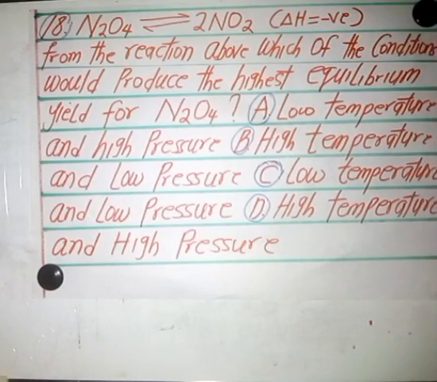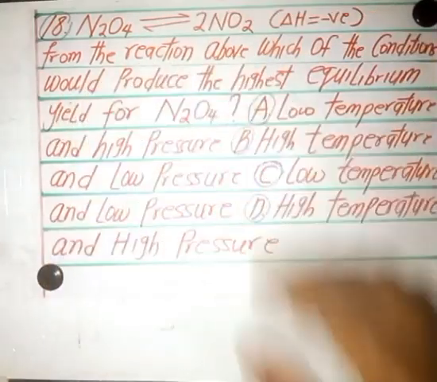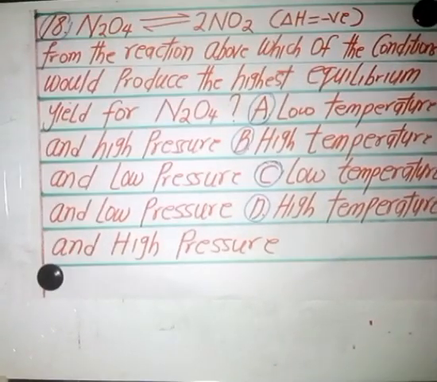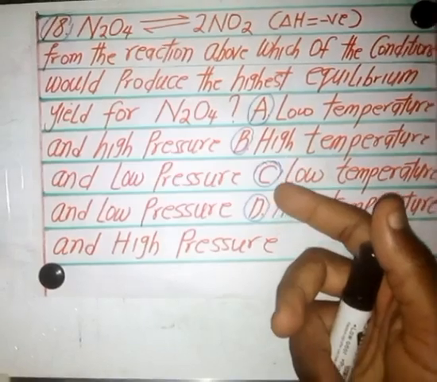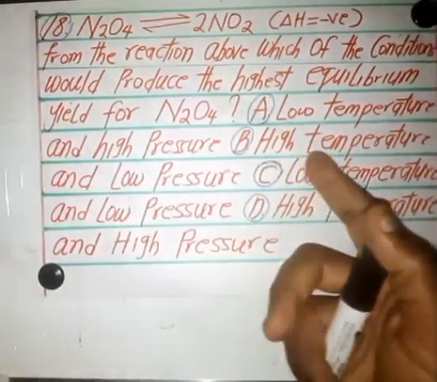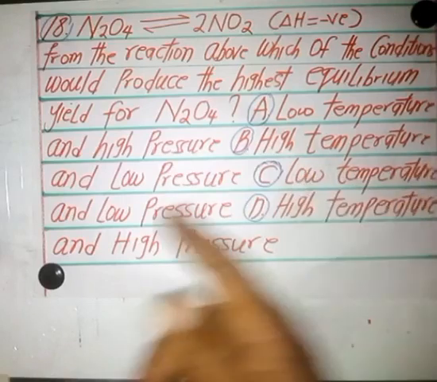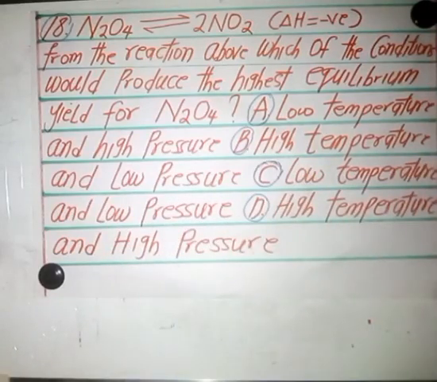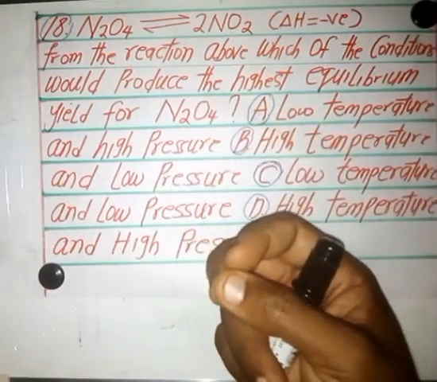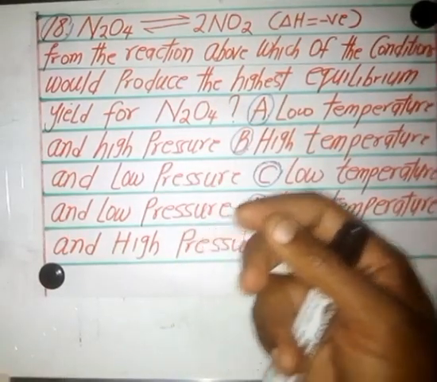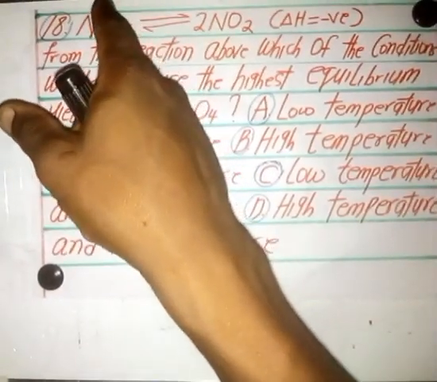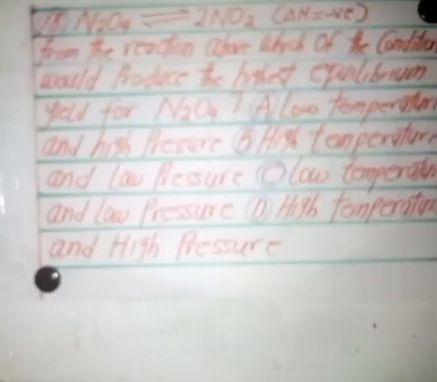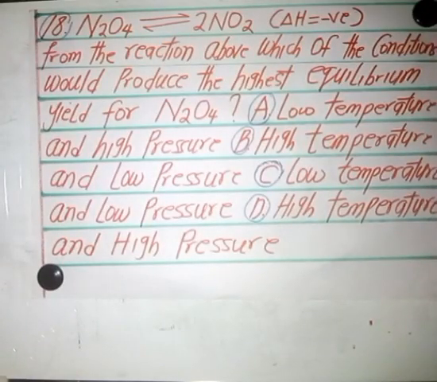Number 18, look at this reversible reaction. From the reaction above, which of the conditions would produce the highest equilibrium yield for N2O4, which is this? We have A, low temperature and high pressure, B, high temperature and low pressure, C, low temperature and low pressure, and D, high temperature and high pressure. So remember, we're looking at the conditions that will produce the highest equilibrium yield for this product here, not this one.